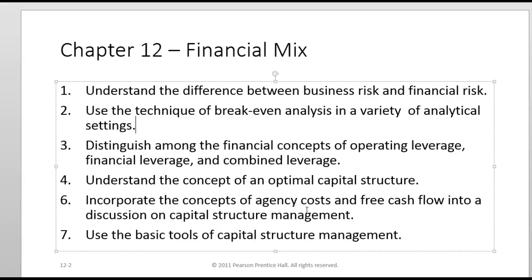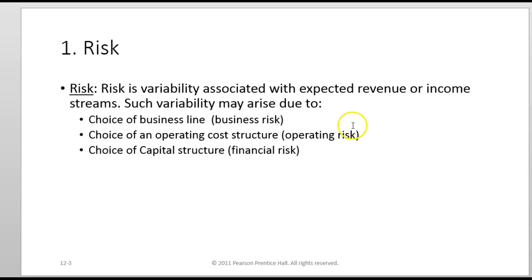Finally, we'll look at some basic tools that capital structure management can use. Some of them we've already looked at when you look at ratios that we did back in chapter 3 or 4, I believe. So that's kind of what this chapter wraps around. Main thing is it's looking at risk. Okay, and there are three types of risk. You've got business risk, you have operating risk, and you have financial risk.